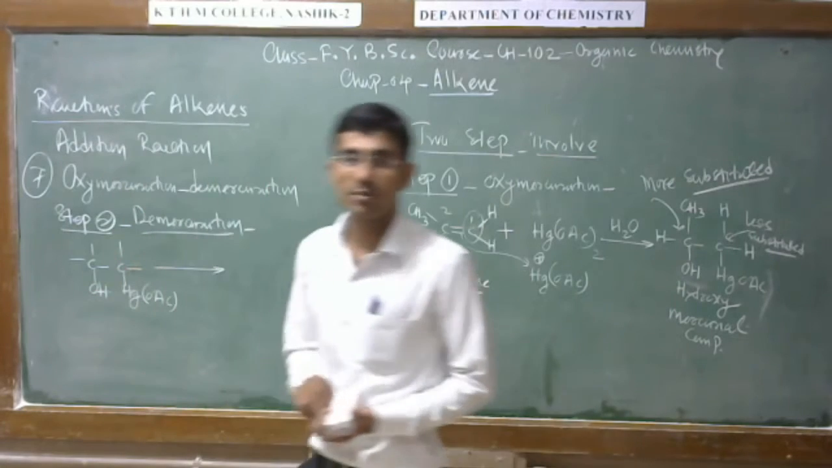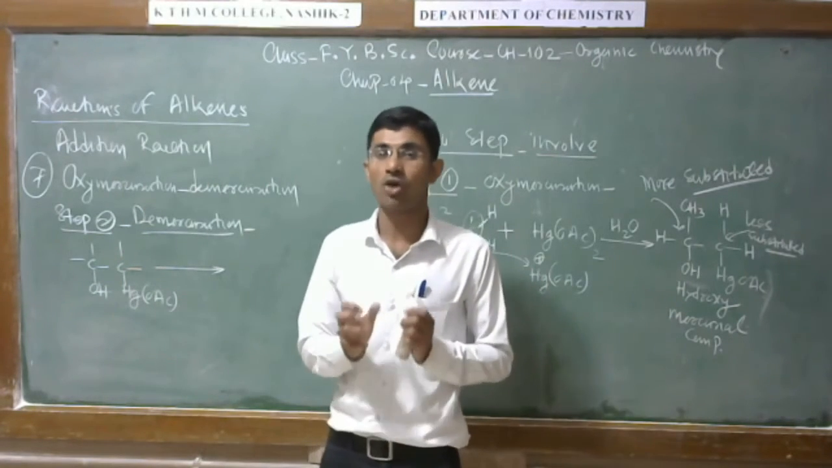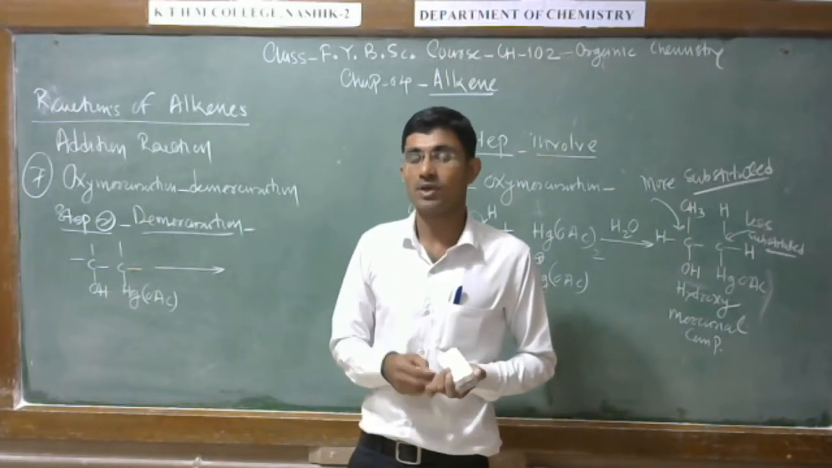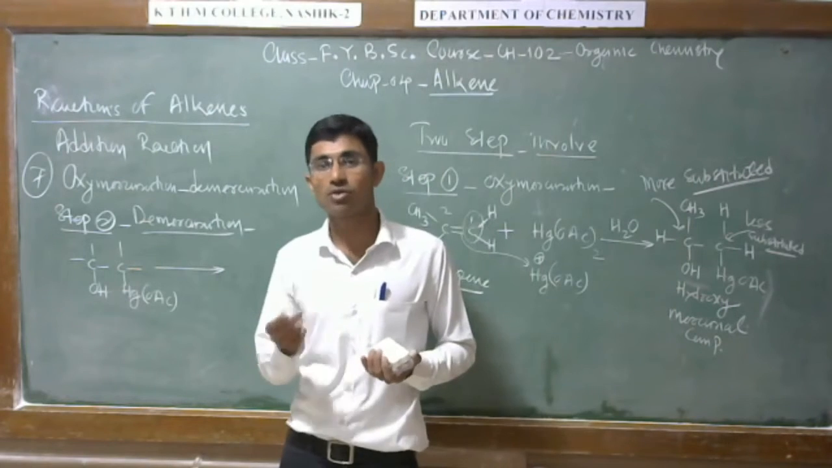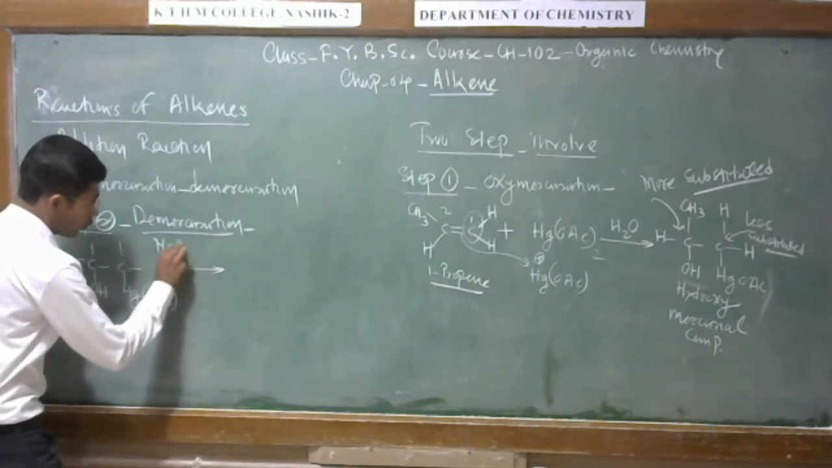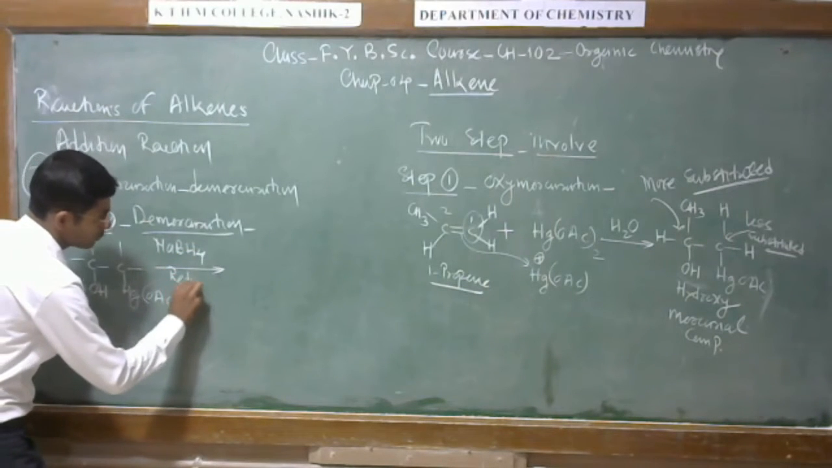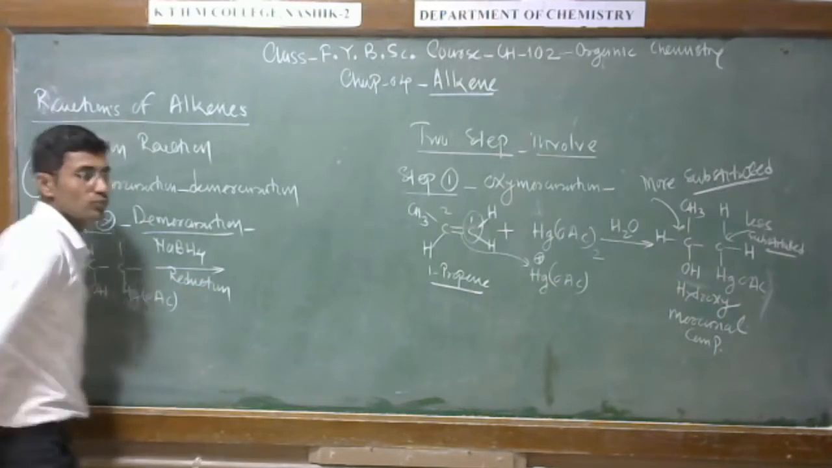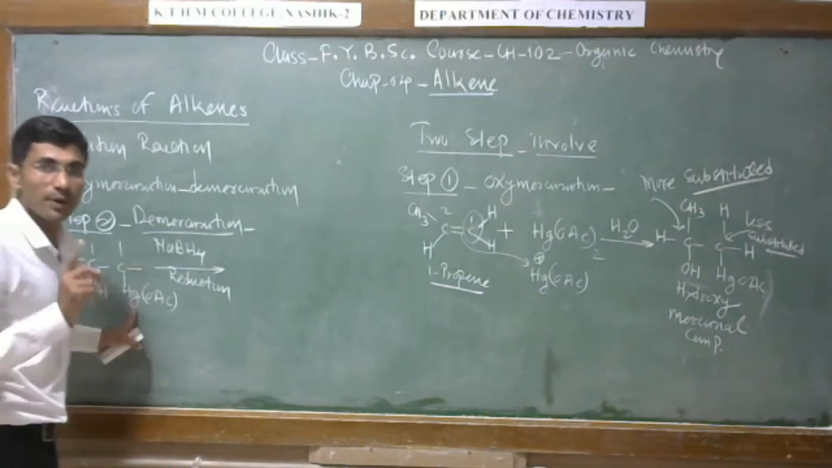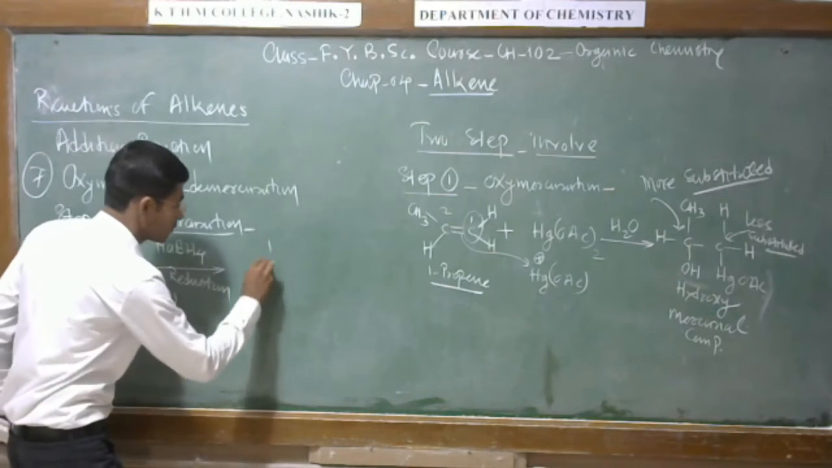This hydroxymercurial compound, this intermediate, is actually not isolated in the reaction, but this hydroxymercurial compound is reduced by sodium borohydride. So with the help of this reagent, reduction occurs. So the bond between carbon and mercury is reduced to a carbon-hydrogen bond. So like this.